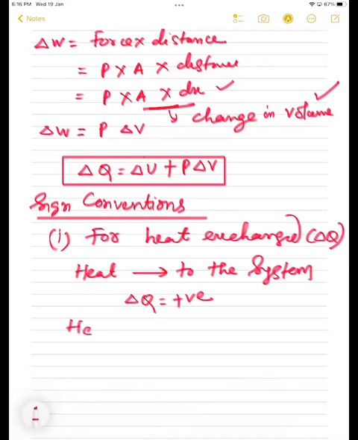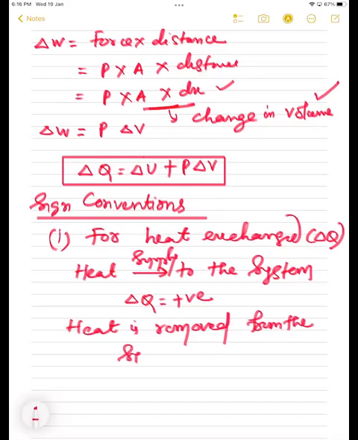And if heat is removed, heat is removed from the system. So what will we take for delta Q, students? In the first case, what happened? Heat is supplied to the system by the surroundings. Write here: heat is supplied to the system by the surroundings. We gave heat to the system, so what sign will delta Q take? Positive. If heat is removed from the system, then what will delta Q be? Negative, right? Yes or no, students?